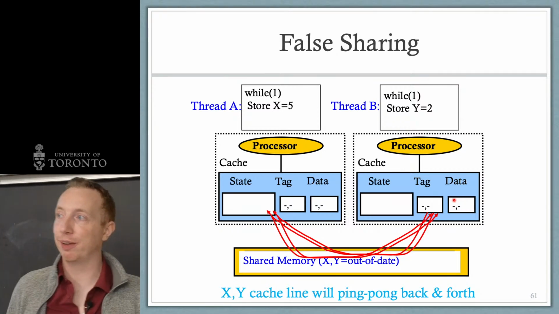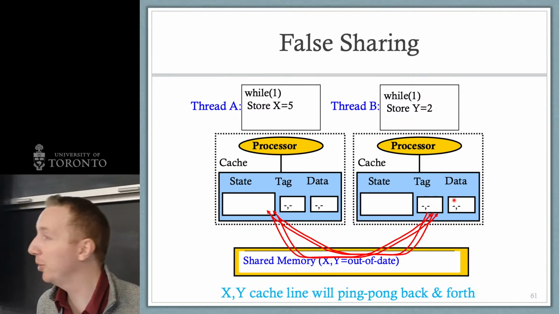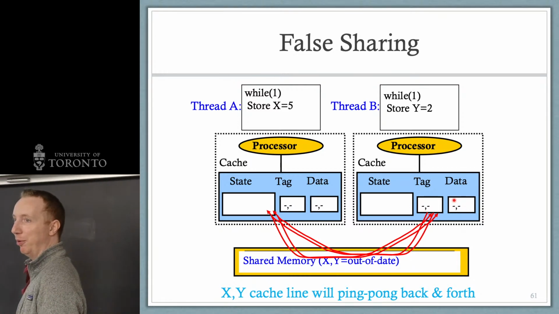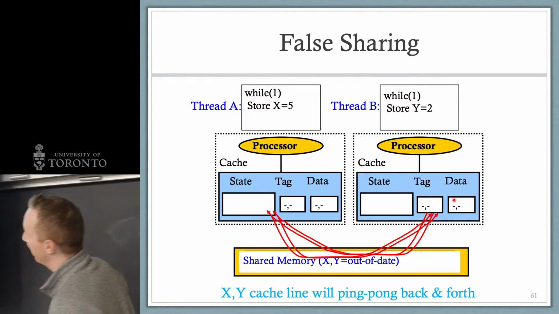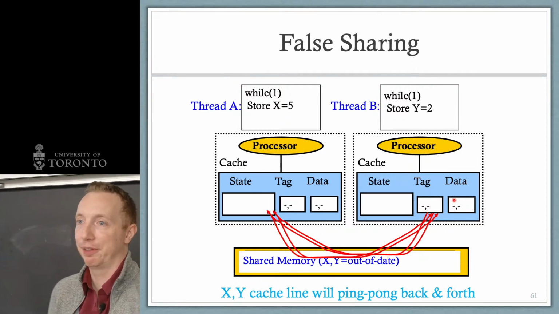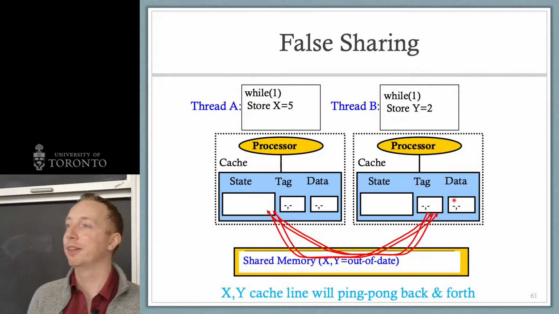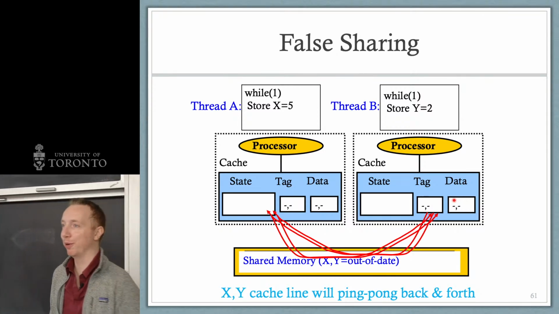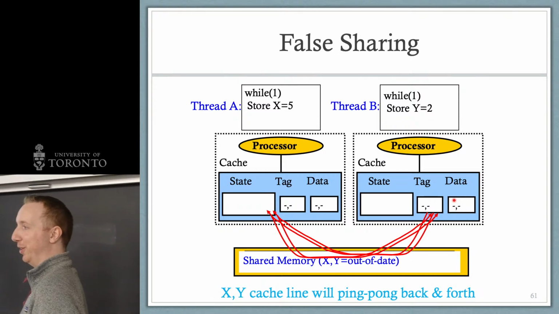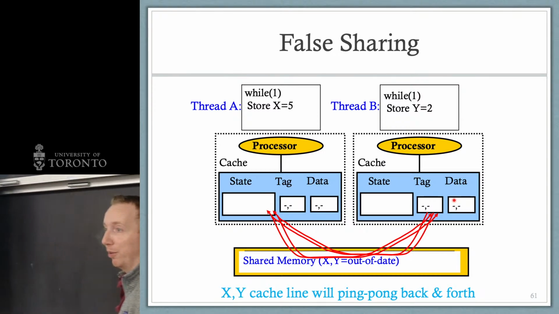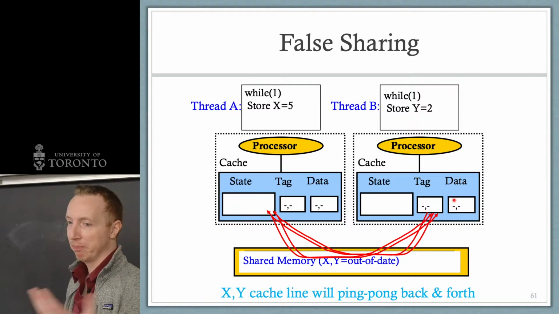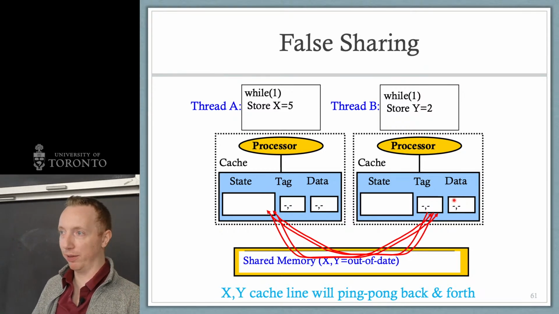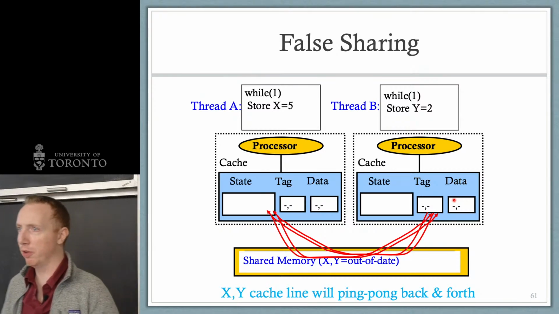So how would you as a programmer fix this? Yeah, put some space between X and Y. Put some padding, make sure they're on different cache lines, and then you're good. Will the compiler do it for us? The compiler will not do it for you. So this is all on you, because the compiler won't know that two different threads are accessing these exclusively. Compiler has no idea.